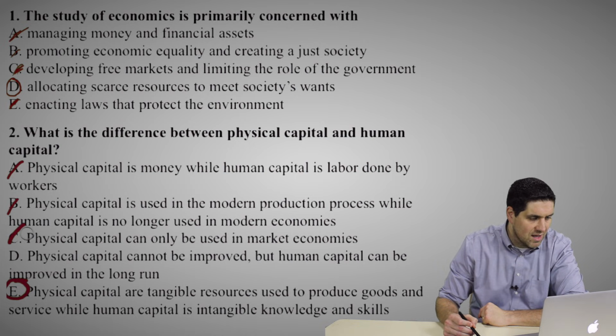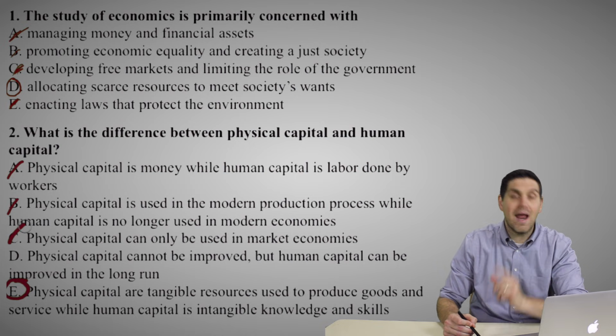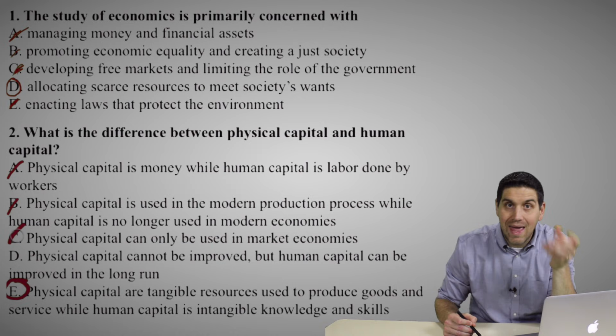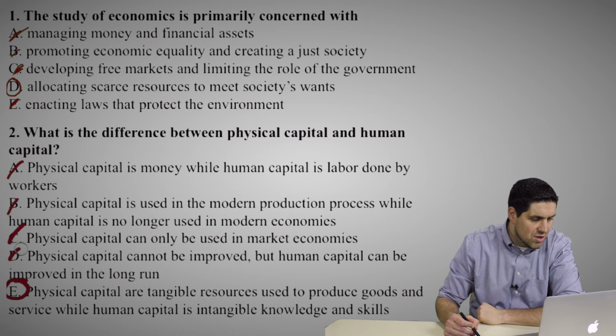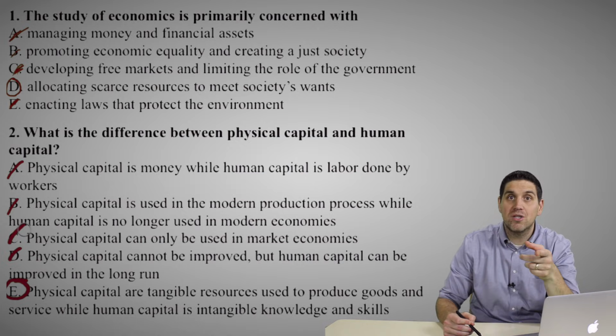So C is incorrect. Physical capital can be improved, cannot be improved. Wrong. Physical capital can be improved, right? Machines and factories and computers, they get better over time. So that's also incorrect. Right answer on number 2 is E.